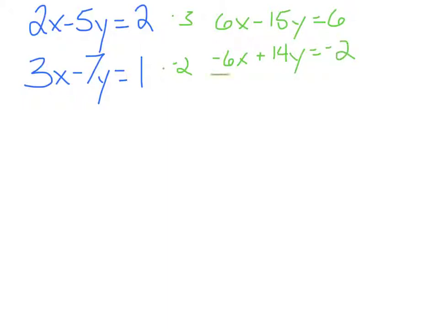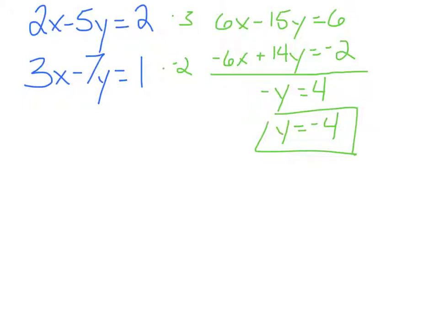And all we have to do is just add straight down. 6x plus -6x is 0, so the x's are eliminated, and that was the whole point of this. -15y plus 14y is -1y, and 6 plus -2 is 4. Divide both sides by -1, and y equals -4.